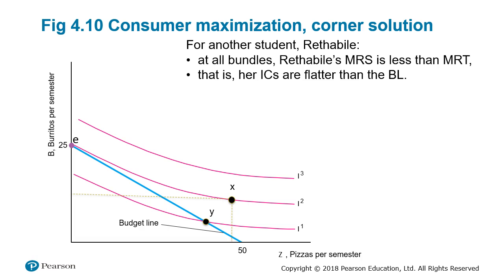So let's look at the case of another student, Retabile, also eating burritos and pizzas, but with somewhat different preferences to Lisa's. You can see that her indifference curves are quite flat, reflecting a stronger preference for burritos relative to pizzas. She's only prepared to give up a small amount of burritos to get quite a lot of extra pizza. So with the same budget constraint and the same price ratios, her indifference curves are flatter than the budget line. Her marginal rate of substitution is less than the marginal rate of transformation.